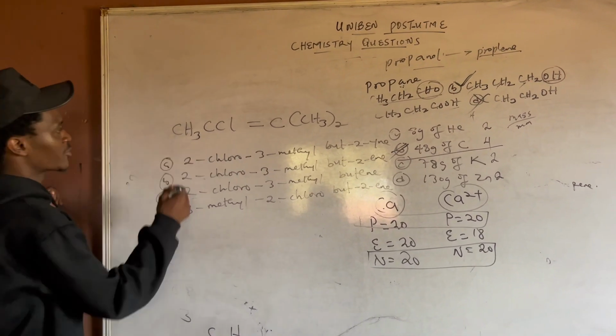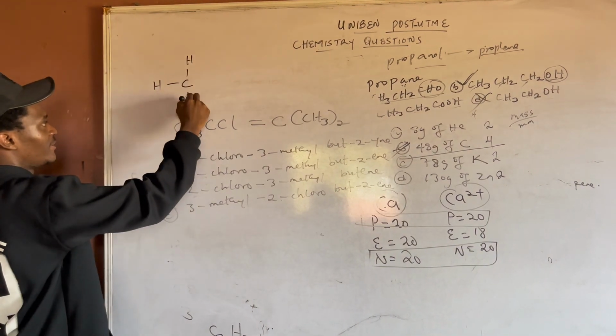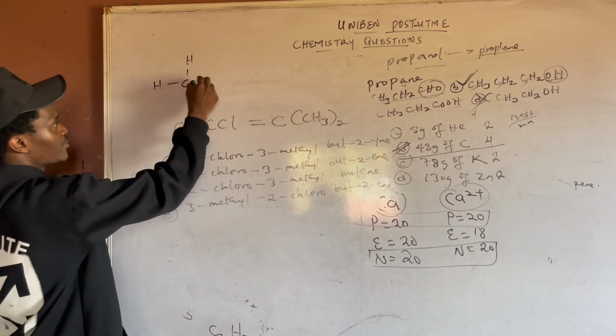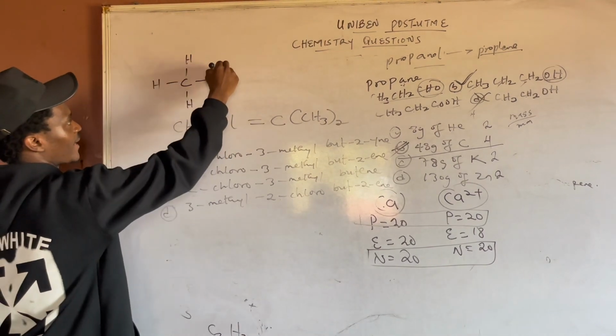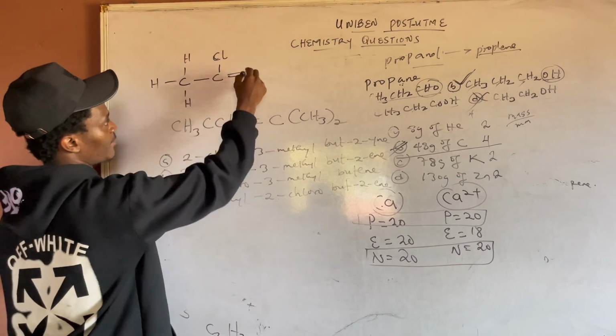I want to expand this structure. It can be expanded in this pattern of CH3, which is this guy. Then this carbon, so you link to carbon. Then this guy, I can write it above it, Cl. Then double bonds. Then another carbon, C.